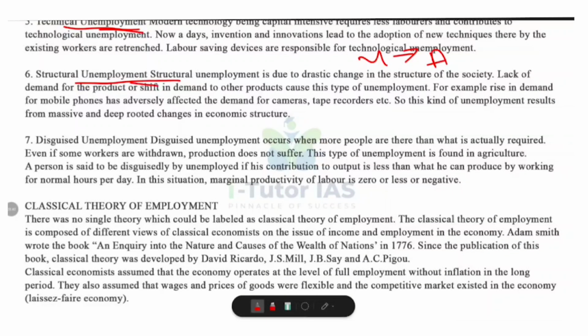Structural unemployment. What does structural unemployment mean? This occurs due to major changes in the structure of the economy or society. When demand for certain goods falls, and people shift to new products, the workers in old industries lose their jobs. For example, when people started using mobile phones, what happened? The demand for cameras, tape recorders and film rolls went down, causing unemployment in those sectors. So structural unemployment results from deep long-term changes in the economic structure and not just temporary problems.